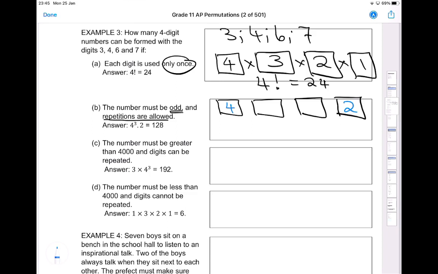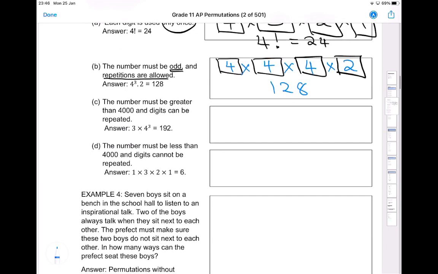Now, after filling up this position, remember the digits can be reused. This means we still have 4 numbers to choose from. So to fill the next position, we have 4 different ways of doing that. After filling up that position, we still have 4 digits left. And so to fill up the third position, we have 4. Now we need to multiply these numbers in order to get our answer. That is where your answer 128 comes from.